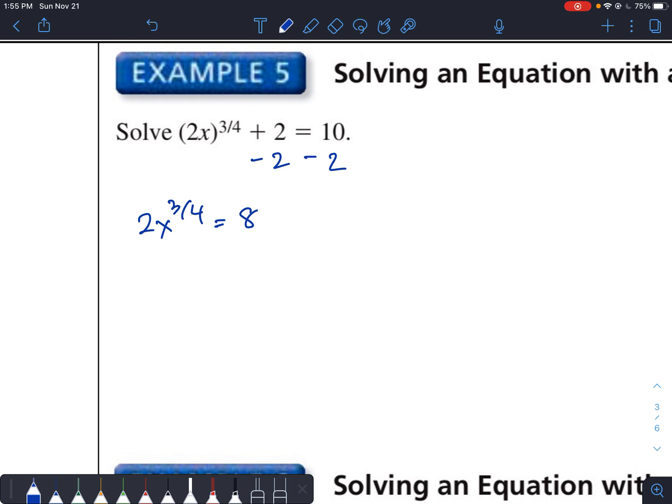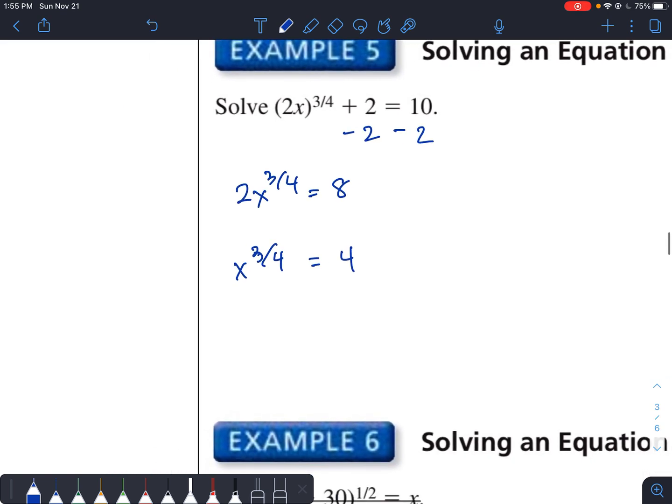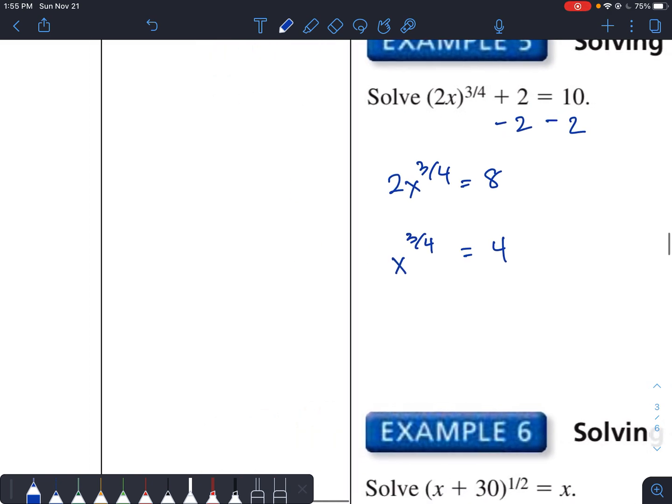Then I'm going to divide by 2, so I get x to the 3/4 is equal to 4. Okay, so now to get rid of this right here, let me write this a little bit more clearly. I have x to the 3/4 power. Now, I need to get rid of this rational exponent, and it's actually not that bad.